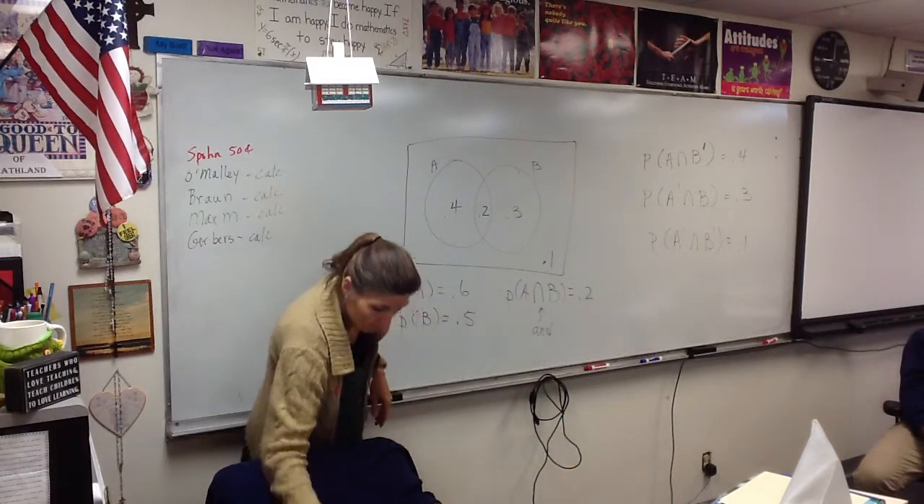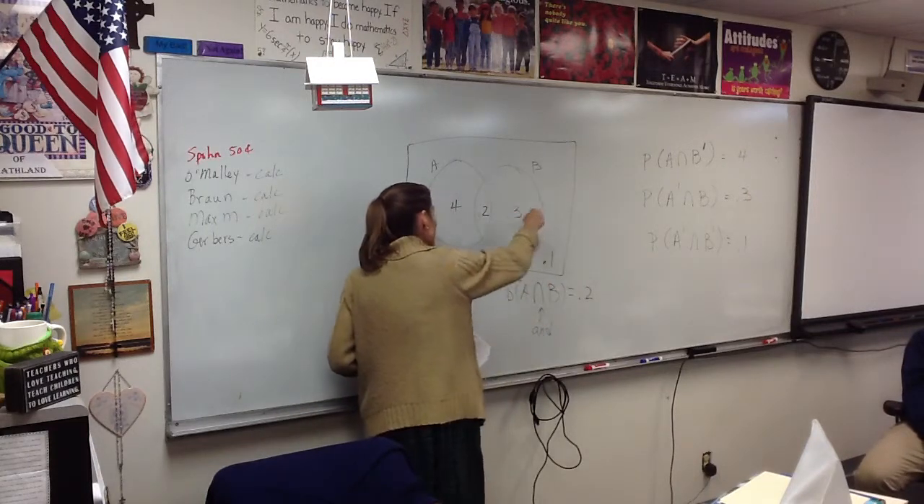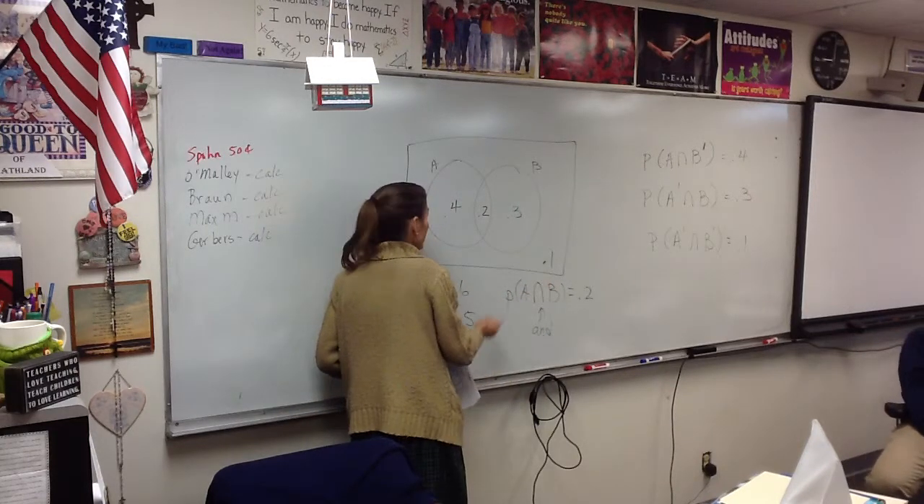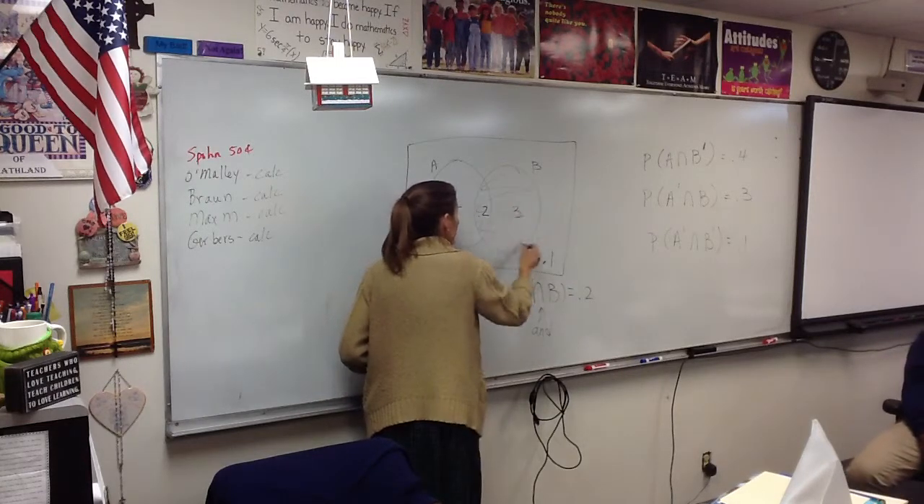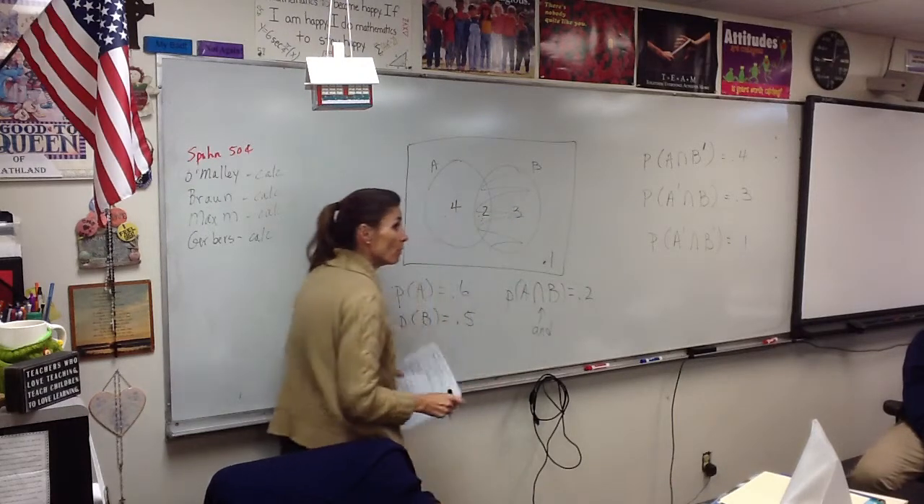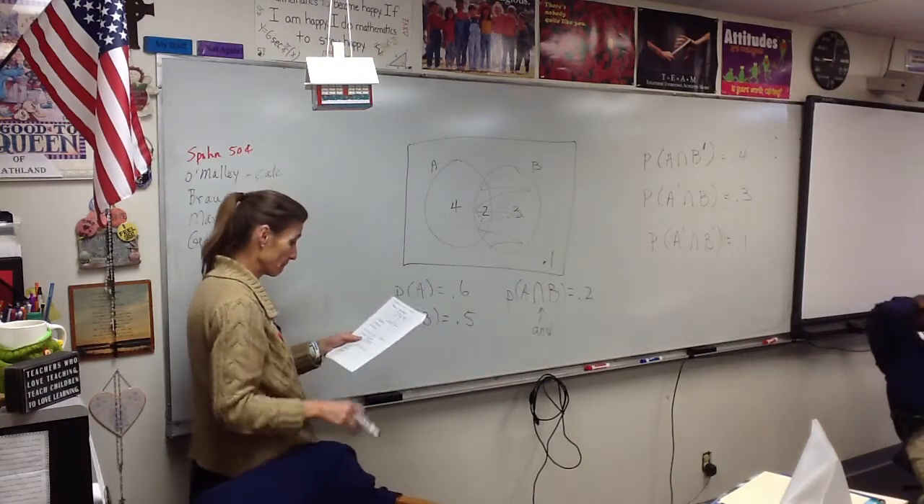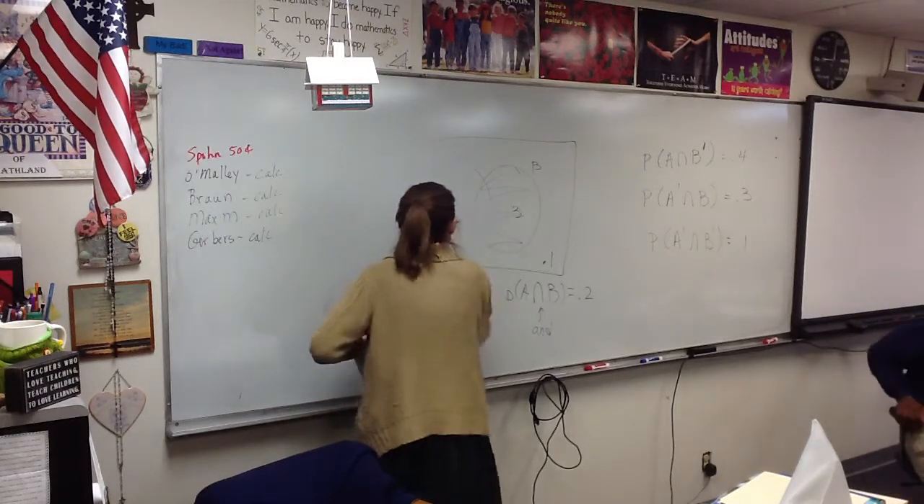I don't have to get a dumb question, but how'd you get 0.3 in D again? Because the total B is 0.5. If 0.2 of them are already here, this whole thing's B. If 0.2 of them are already here, then there's only 0.3 to be left. Okay, now we're going to try another one.